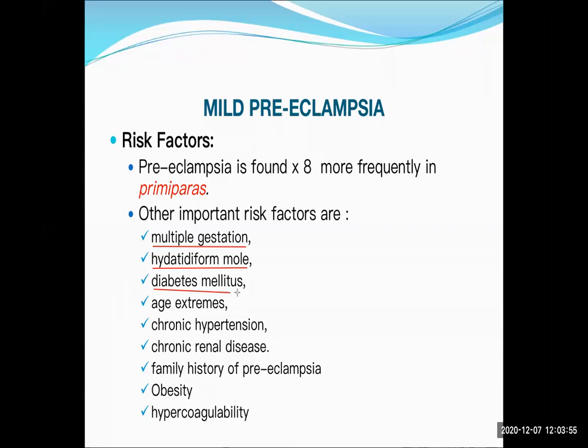Diabetes mellitus. Extreme age: less than 18 years and more than 35 years is called extreme age in obstetrics. Remember that. If somebody less than 18 years is pregnant, we call her a young mother, and more than 35 years, an old mother, because they have a high chance of complication. Chronic hypertension, chronic renal disease, family history of preeclampsia, obesity, and hypercoagulability. If these things are present, then there is a higher chance of development of preeclampsia in that lady. That is the meaning.